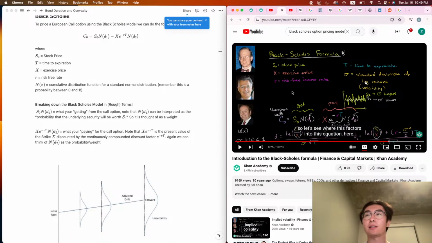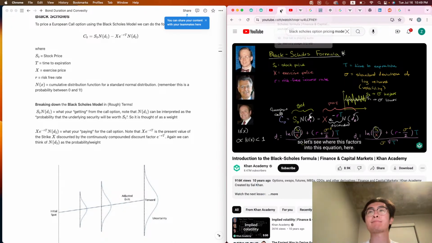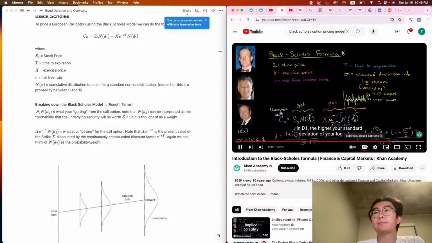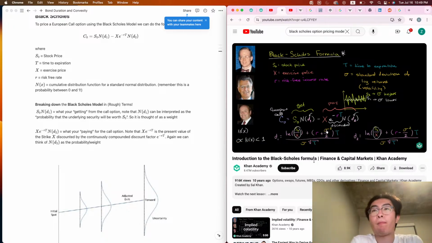But I don't know, I'm not entirely sure. Let's see where this factors into this equation here. So we don't see it at this first level, but it definitely factors into D1 and D2. So in D1, the higher your standard deviation of your log returns, so the higher sigma, we have a sigma in the numerator and the denominator, but in the numerator we're squaring it. So a higher sigma will make D1 go up. So sigma goes up, D1 will go up.